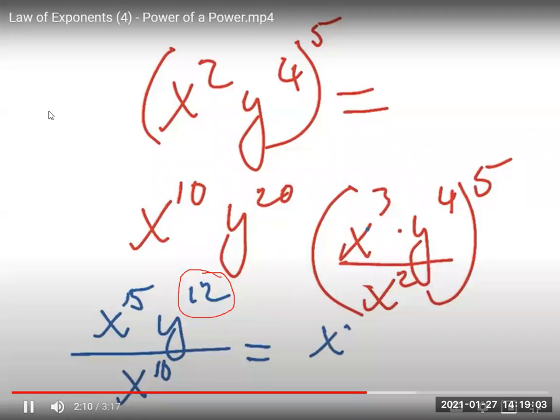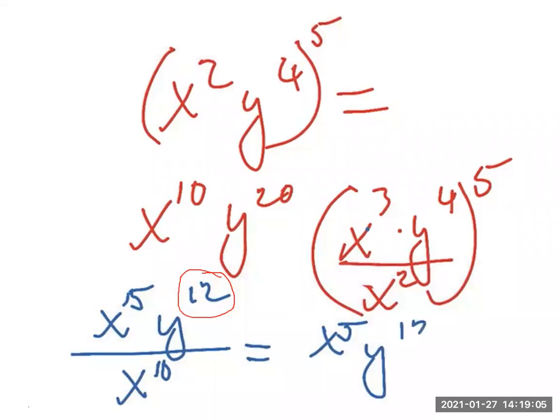So you end up with x to the 5th, y to the 12th. 15 minus 10 is 5, so you end up with x to the 5th on top, and y to the 12th, because it's all by itself.